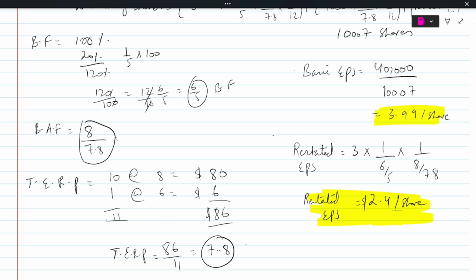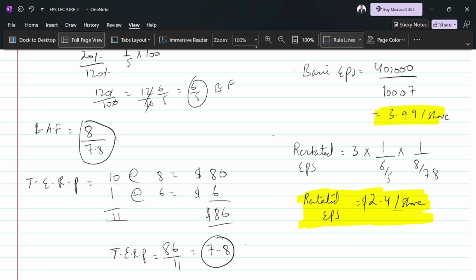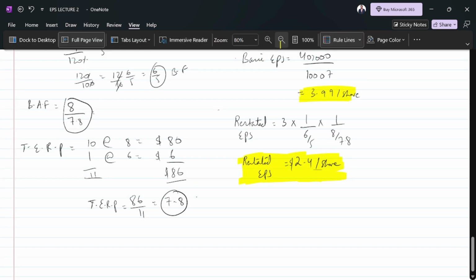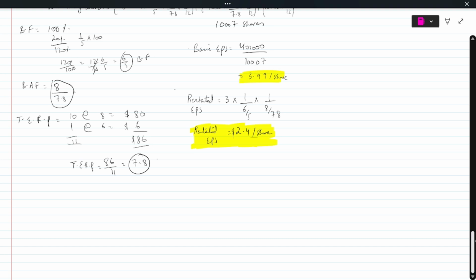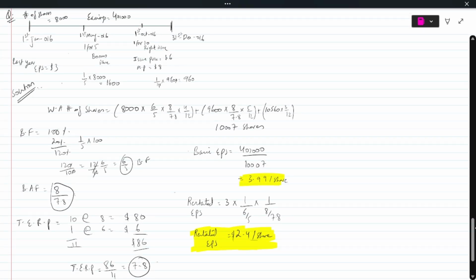And with that, our lecture number 2 is completed. Now we will start with lecture number 3, and in that lecture, we'll be covering the concept of diluted EPS with some other very important things. Okay, so this is the complete question. This is the complete solution you guys have in front of you, right? If you guys want to copy it down, you can.